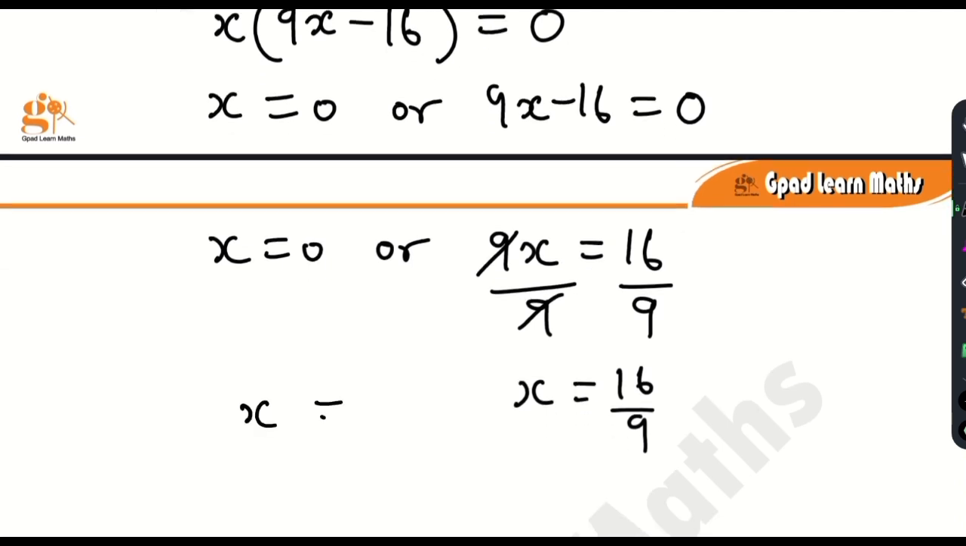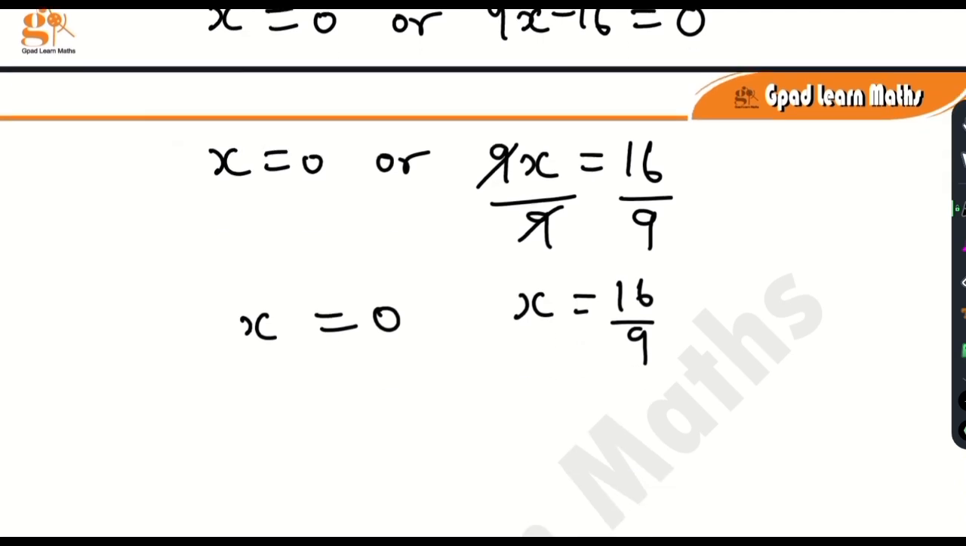But here x is equal to 0. So what does this mean? x is equal to 0 or 16 over 9. Now we need to quickly test if what we got is correct.